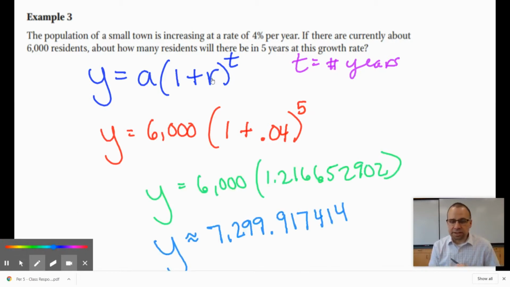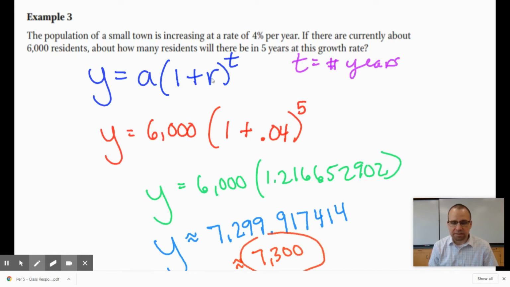Now your calculator is going to crunch these numbers for you, and you're going to get 7,299.917414. Now remember, what are these? These are residents. You can't have 0.91741 of a resident. So I would say at this point, it's okay to just round up and say, approximately 7,300 people are going to be in this town after 5 years.